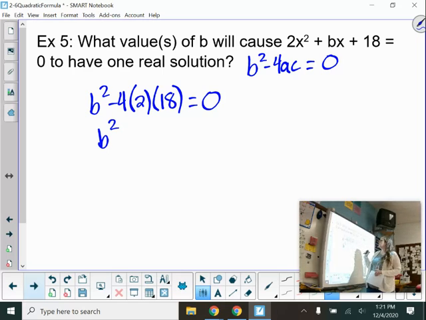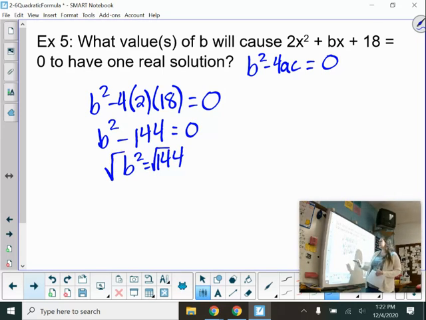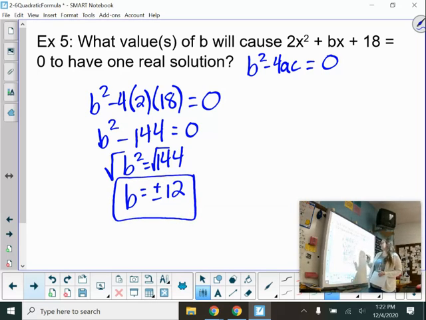So this, whenever we multiply, it is going to be a negative, and I do have my paper here, so I'm going to look at that and see what it is. So you get 144. We can solve this using the square root property, so I can take the square root of both sides. And we get b is plus or minus 12. So there are actually 2 different b values that will cause this to have one real solution, positive and negative 12.